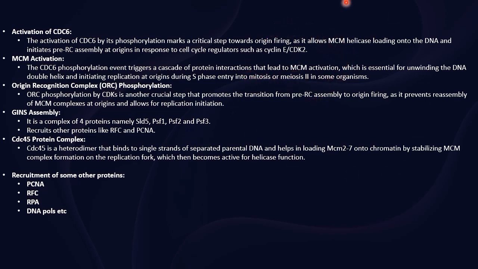Then comes the origin recognition complex phosphorylation, which is also phosphorylated by some CDK kinases. It is another crucial step that promotes the transition from pre-RC assembly to origin firing, as it prevents assembly of MCM complexes at origins and allows for replication initiation, which we have discussed in our previous slide.